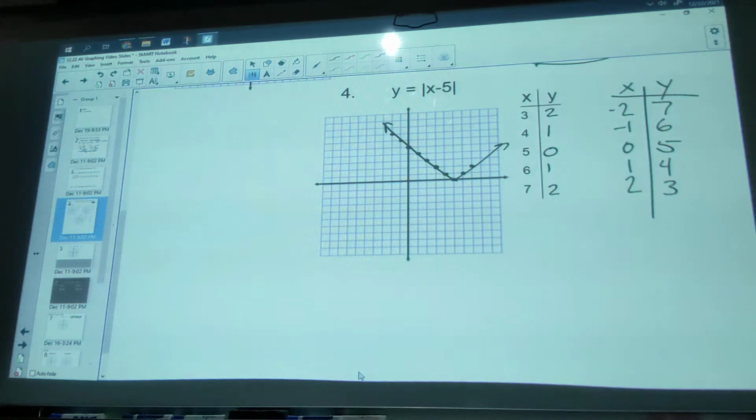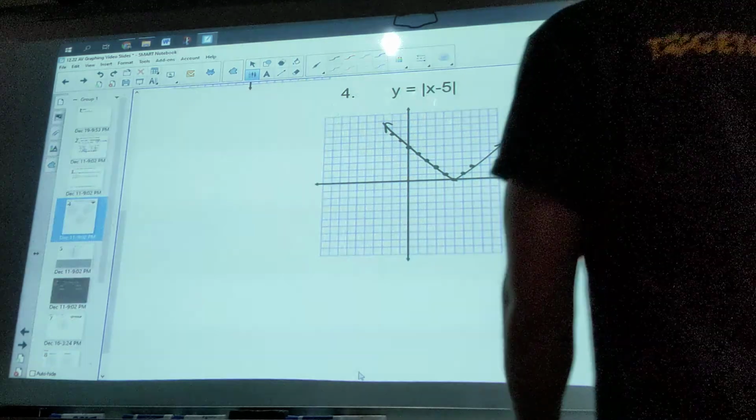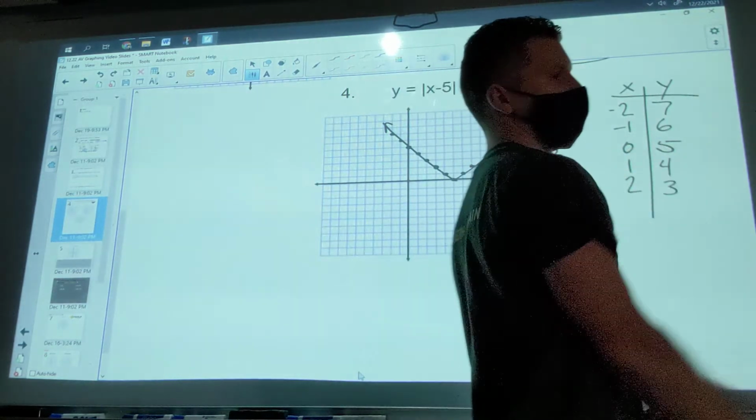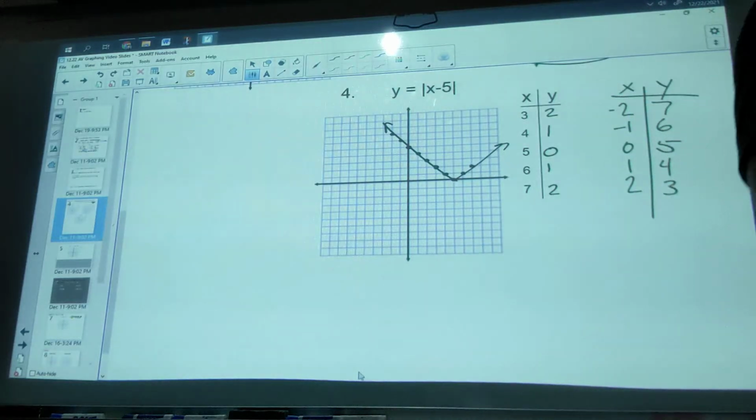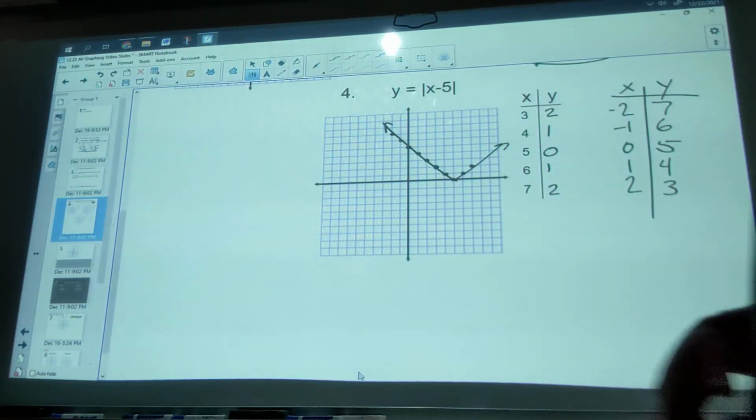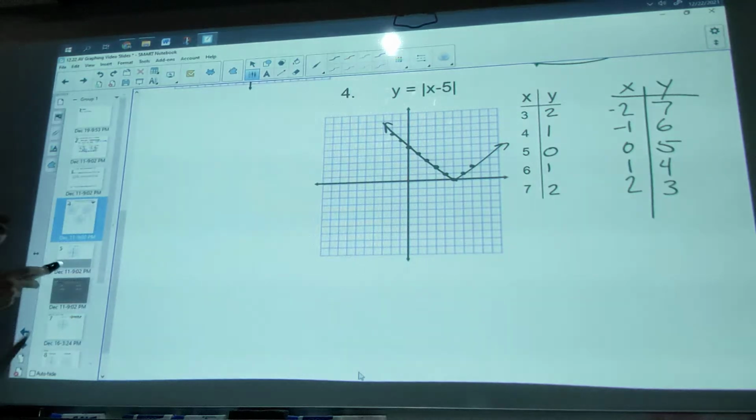So do you see the flaw or the issue if you just try to use -2, -1, 0, 1, 2? And how this could take a really long time that we'd rather not have to do. Does everybody see that? There is a method that we use to find this point, the vertex. There's a method to the madness. So we need to go ahead and find the vertex.